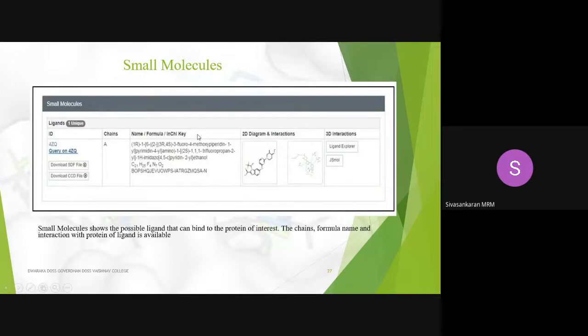And small molecules are nothing but the ligands, which can be retrieved from the databases, and which give you the 2D diagram of interactions. The ligand should have a low molecular weight. So based on the criteria, the ligands are selected for the targeted proteins.